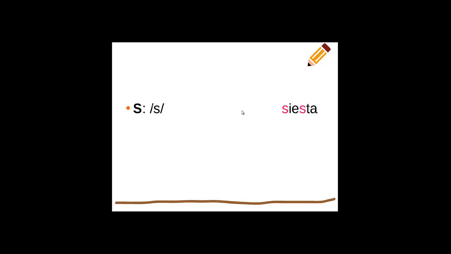S. S is pronounced exactly the same as in English, except that we don't have the liquid variety. Like, for instance, you say spaghetti, we need an E before the S. That is espagueti. A good example is siesta. I don't have to translate, I guess.